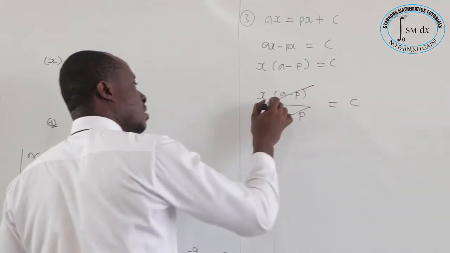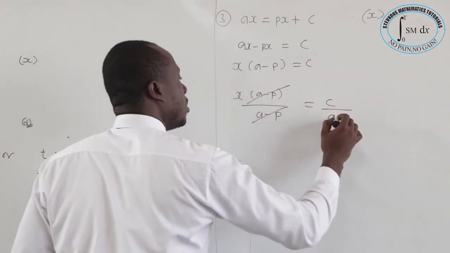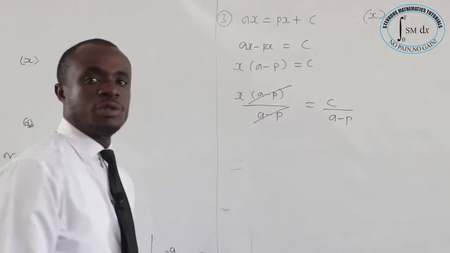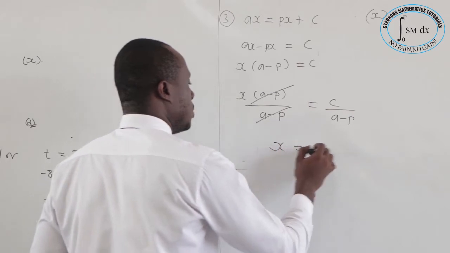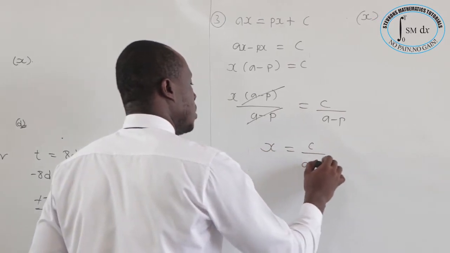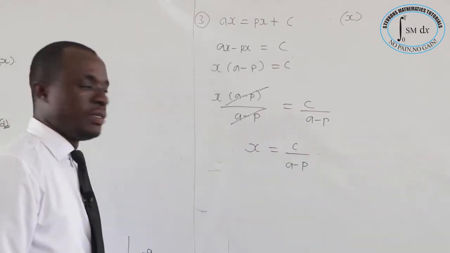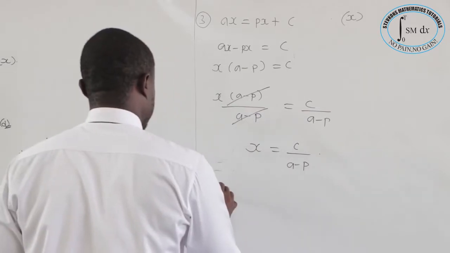Clearly, a minus p is cancelled out by a minus p, so all over a minus p. Whatever you do to the left-hand side, you should do the same thing to the right-hand side. So you have our x to be c over a minus p. So you've made x the subject.